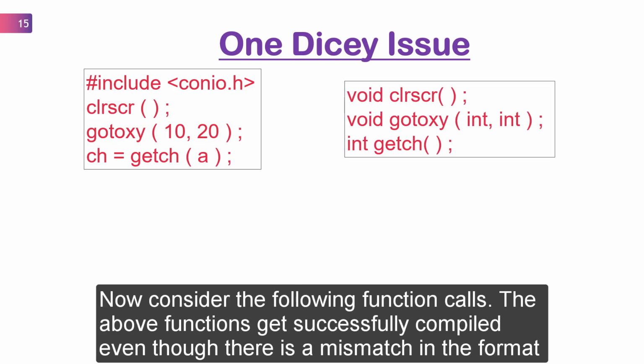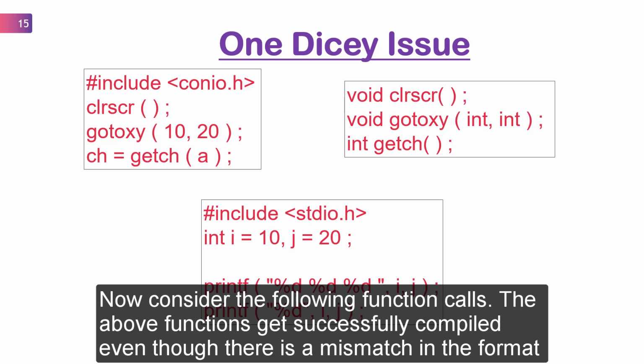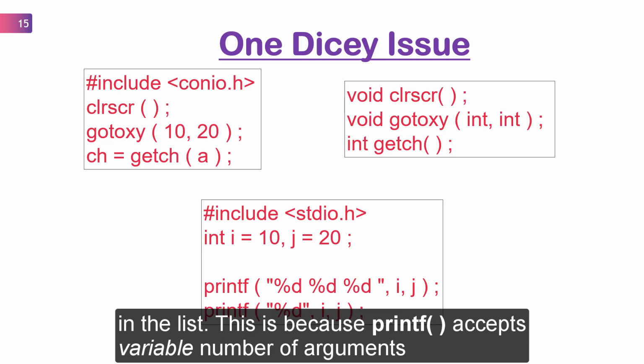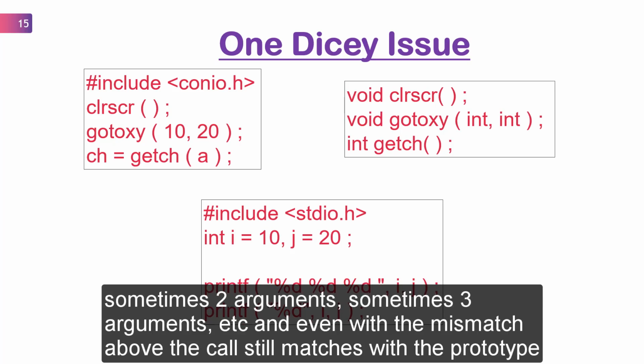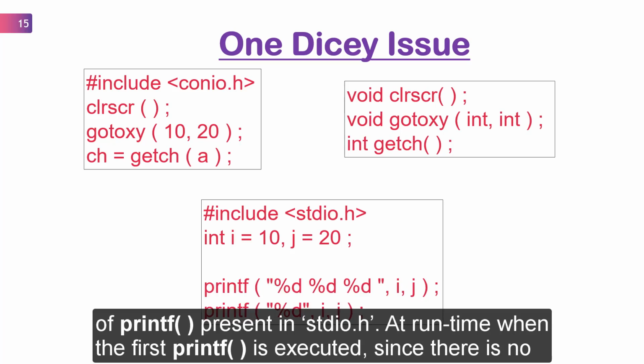Now consider the following function call. These functions get successfully compiled even though there is a mismatch in the format specifiers and the variables in the list. This is because printf accepts a variable number of arguments, sometimes 2 arguments, sometimes 3 arguments, etc. And even with the mismatch above, the call still matches with the prototype of printf present in stdio.h.